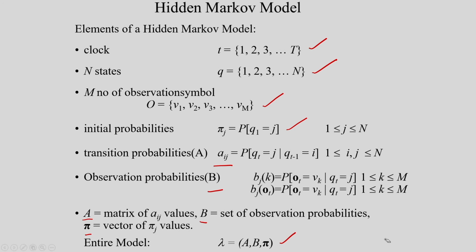In the case of gesture recognition, for each and every gesture I have one hidden Markov model. Suppose lambda 1 corresponds to gesture 1, lambda 2 corresponds to gesture 2. Like this I have a number of hidden Markov models corresponding to each and every gesture. The hidden Markov model is represented by these parameters: A, the matrix of a ij values, which are the transition probabilities; B, the observation probabilities; and pi, the initial probabilities. So the model is represented by A, B, pi.